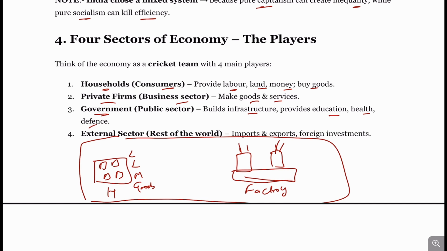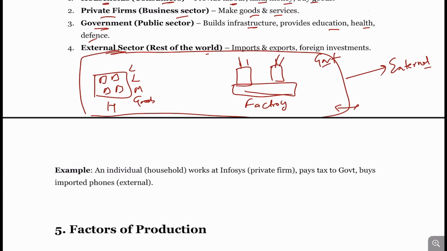Now the fourth sector will be the external sector, that is the rest of the world. If this is the government, then outside the boundaries of the nation, the external sector will be there. So the four sectors remain very important in any economy of the world. Every economic activity takes place between these four sectors only. How it takes place we will be discussing in further lectures.